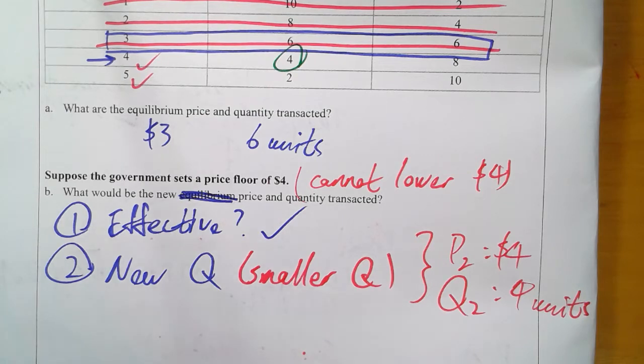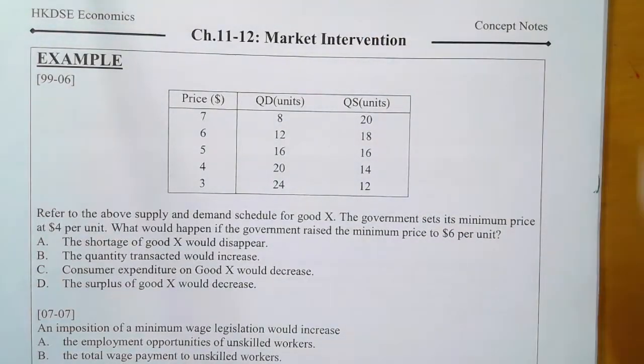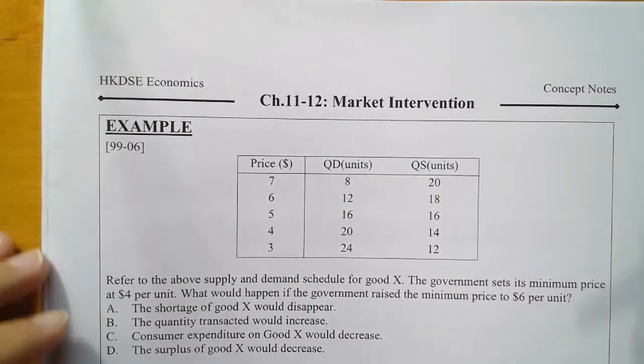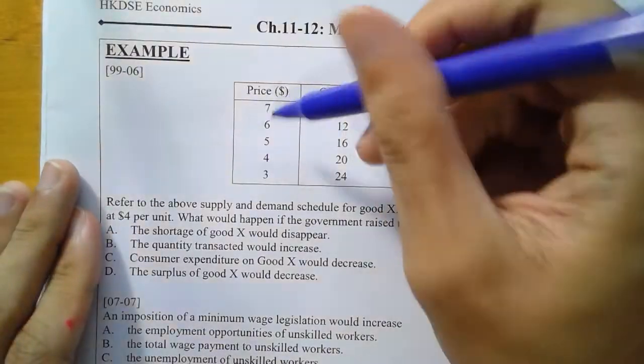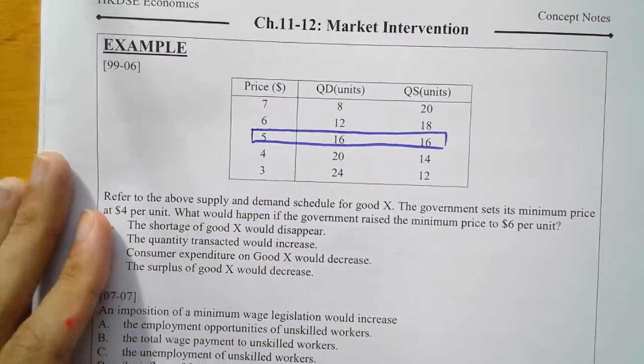So let us not waste too much time talking about theories, but spend more time on actual examples. All right, now first one, 1999年嘅題目啊，係咪？Remember the original situation here, $5, 16 units.